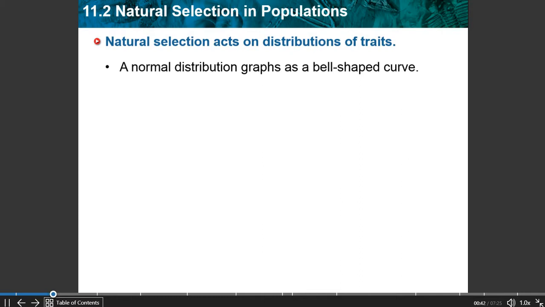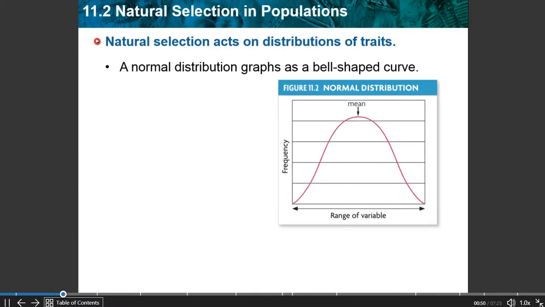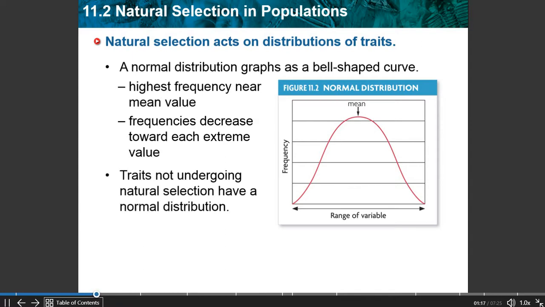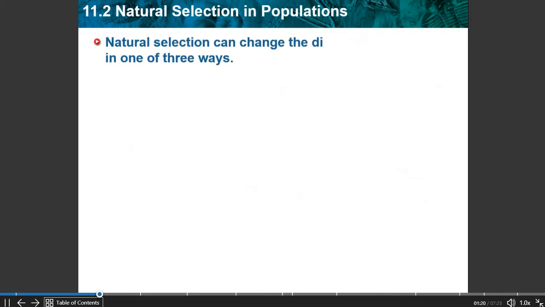When we're talking about a polygenic trait or a normal distribution graph that is a bell curve, the middle of that curve is the average, and we'll end up seeing the graph shift left or right or up or down. That's what we end up seeing with natural selection. So the highest frequency is near the mean value. Frequencies decrease towards the extreme values. Traits not undergoing natural selection have a normal distribution.